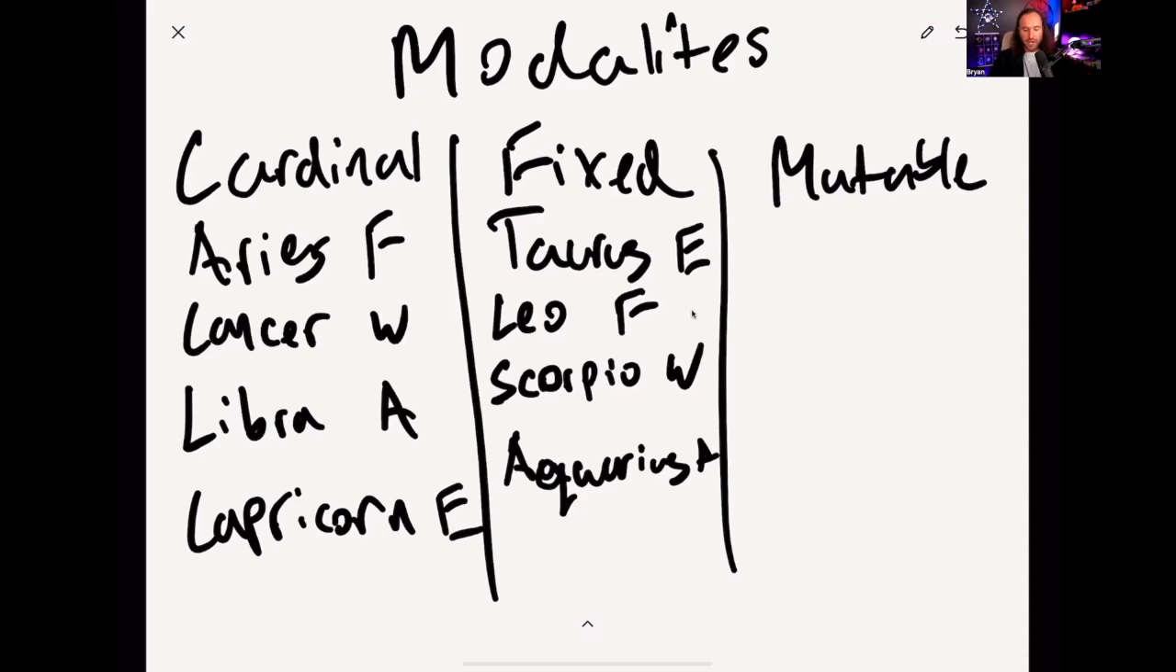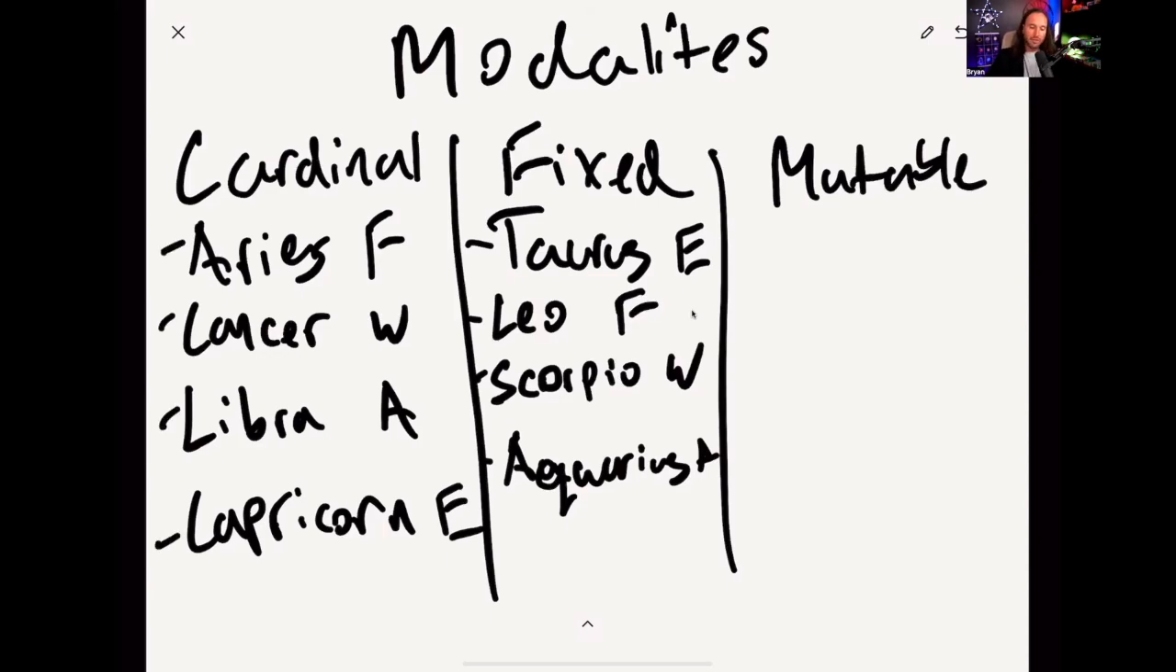And then mutable is the change. So where we start things and we hold on to things, well, if you think about the fixed signs, they are at the middle of the season. So it's the middle of spring, the middle of summer, the middle of fall, the middle of winter. You know, we're here. There's no change coming in this sign. We are in the middle of the sign. We are in the start of the sign over here in Cardinal.